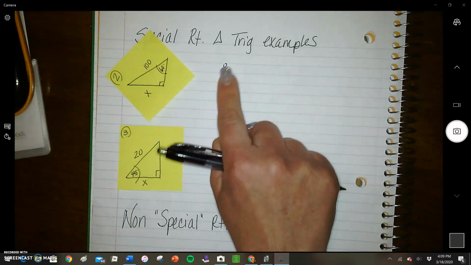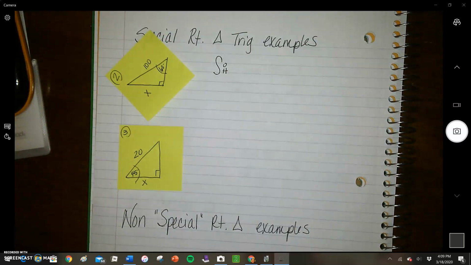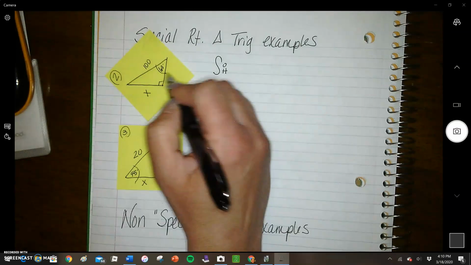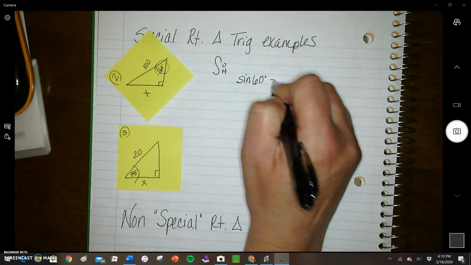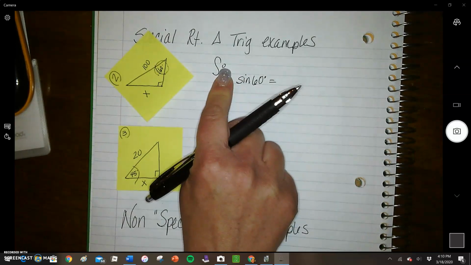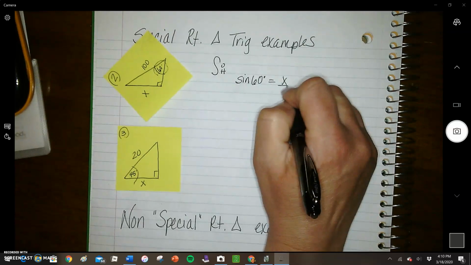So the trig function that works with opposite and hypotenuse is sine, right? SOHCAHTOA. SOH. So I'm going to be doing the sine. So we're going to do the sine of 60 degrees, and we're going to set up that trig ratio. So opposite over hypotenuse, so x over 100.